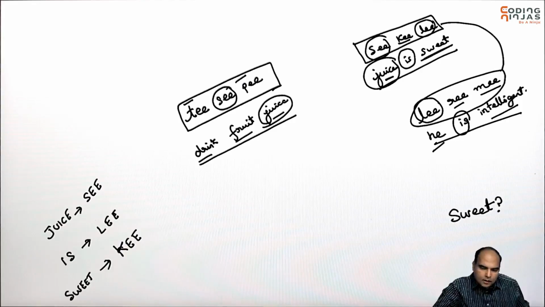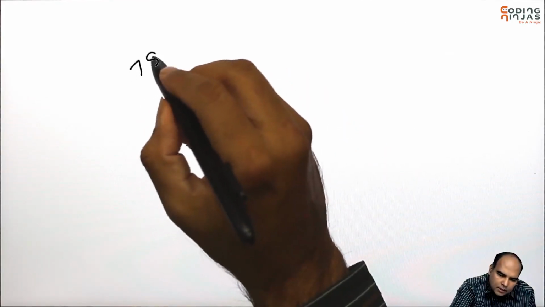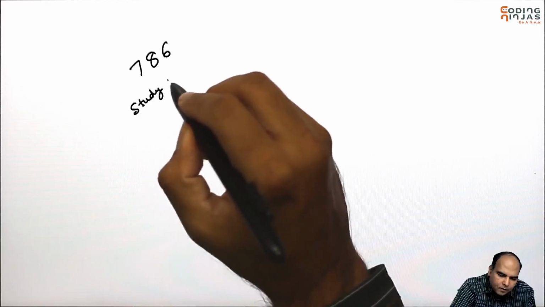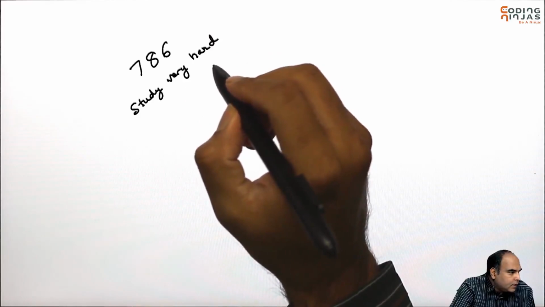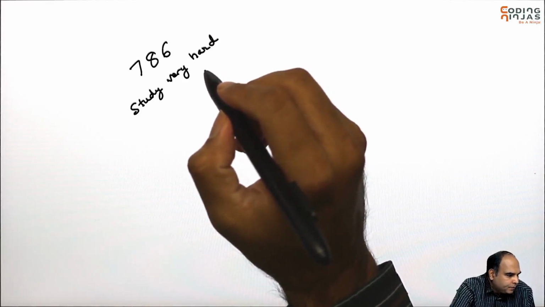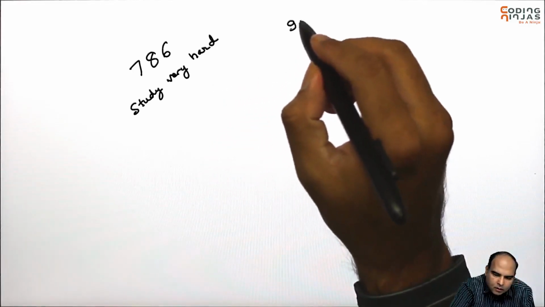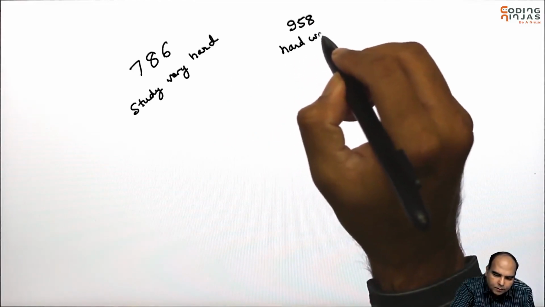Let's take another case like this. In this case, 786 means study very hard. 958 means hard work pays.